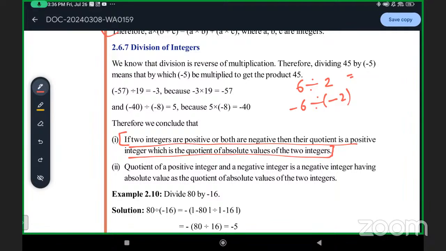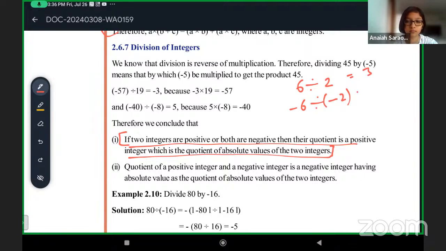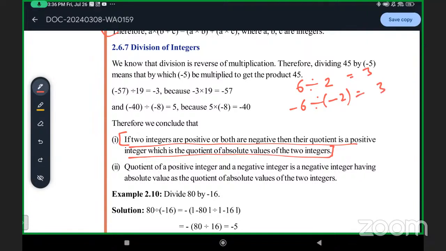6 divided by 2? 3, ma'am. Second one also 3. Both will be positive. Why? Because these are both positive, these are both negative. Same signs, answers will be positive.